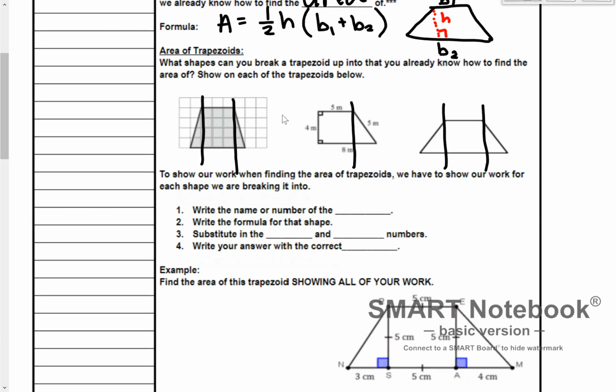If we're going to break it up into different shapes now, it's going to be a little different. So for example, for this one, we'd have to break it up into 3 different shapes, so we'd have to find the area of 3 different shapes. This one, we'd have to break it up into 2 different shapes. Again, this one would be 3. So write the name or number of the shape. I want you to number them just like I did. If you were to solve it by breaking it up, I want you to number it like this: shape 1, 2, and 3. That way I know what your work is showing. Okay. Write the formula for that shape, substitute in the base and the height numbers, and write your answer with the correct label.